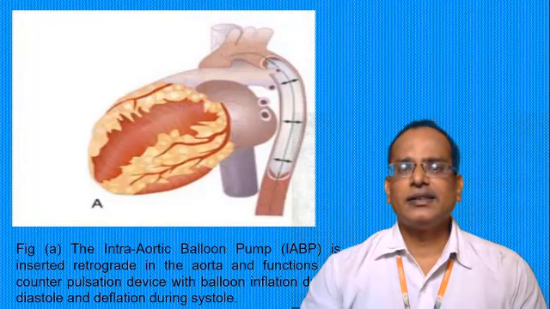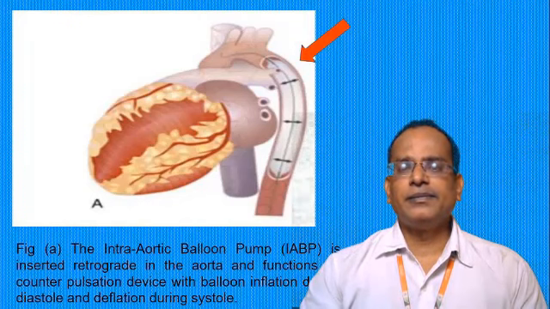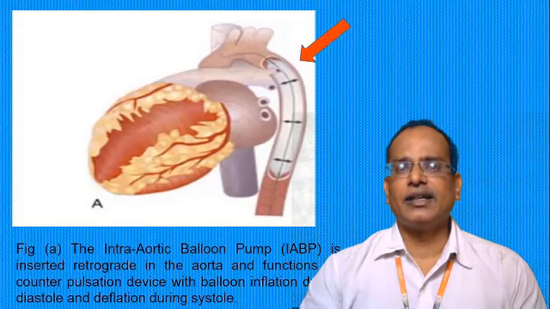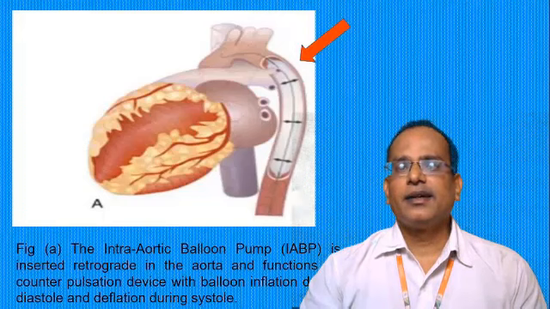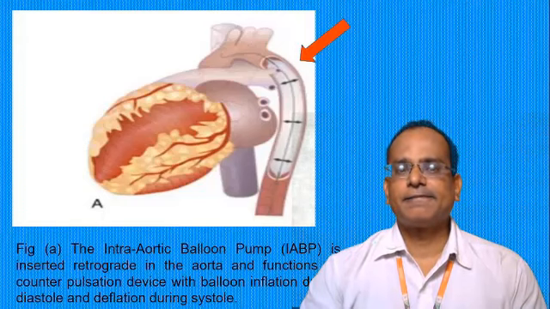So this is the heart. They are placing the aortic pump, that is a balloon pump, which is indicated by the red arrow mark. It will be inflated and deflated according to the end of systole and diastole, synchronized with the heartbeat. In that way, enriched oxygenated blood is supplied to the artery and coronary blood vessels.